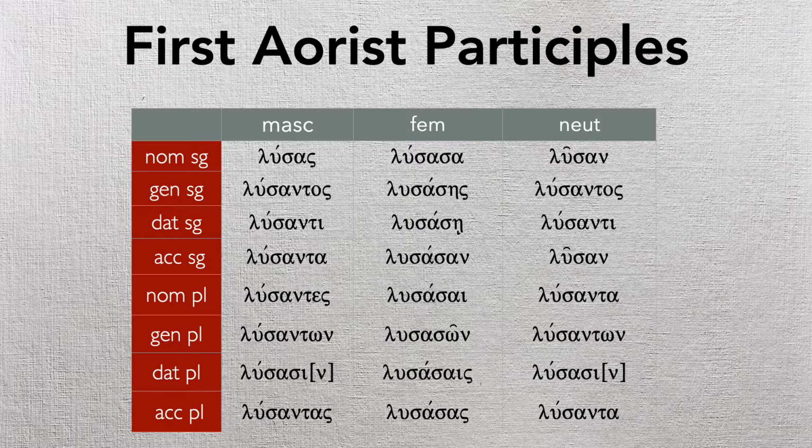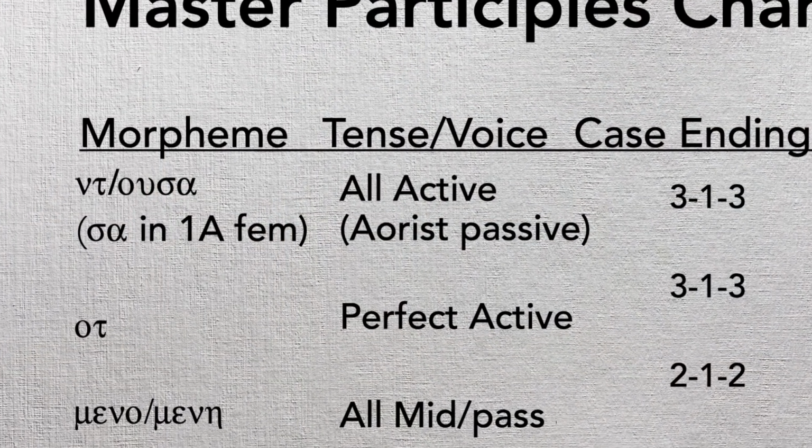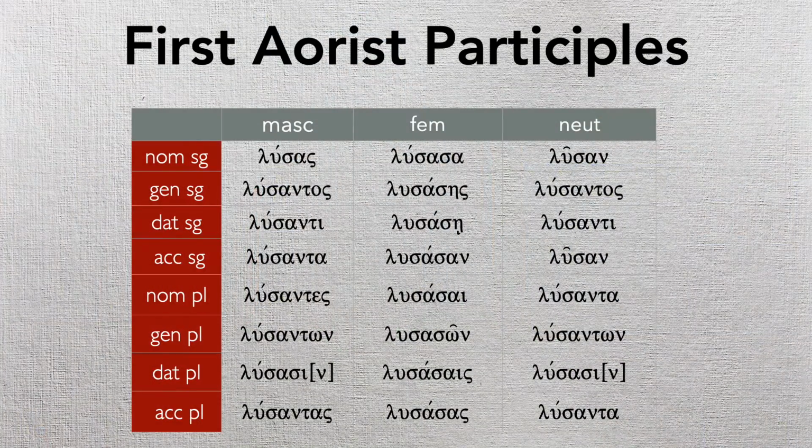Notice the feminine, okay? Notice the feminine takes sa instead of nu tau. When we were looking at present, it was nu tau for masculine and neuter, and feminine was usa. With the aorist, it's nu tau with the masculine and the neuter, but the feminine is sa. So because we have sa tense formative and sa participle morpheme, we get lusasa, lusases, lusase, right? Sounds fun to say. It's kind of goofy, but that's it.